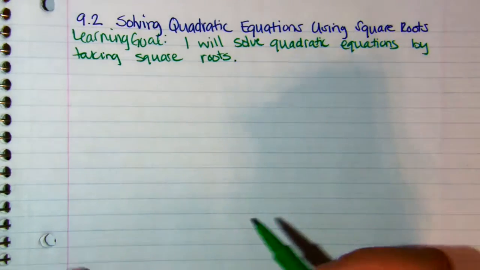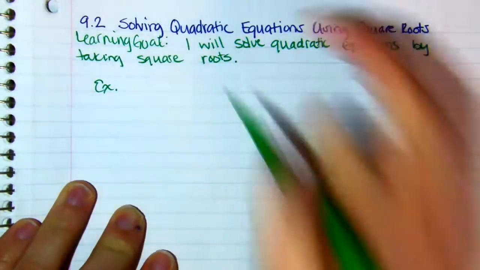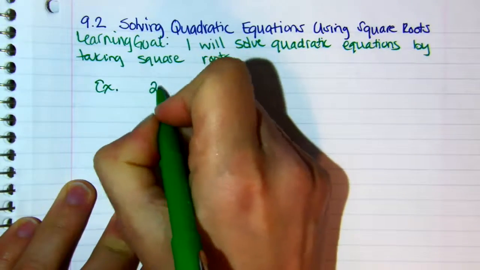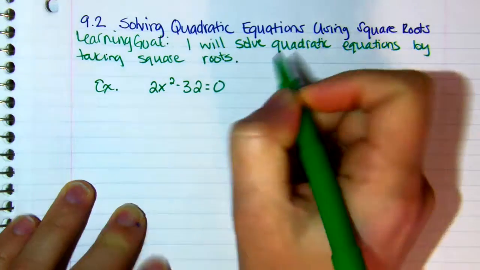So starting off, this is going to be a very easy one. Let's do 2x squared minus 32 equals 0.